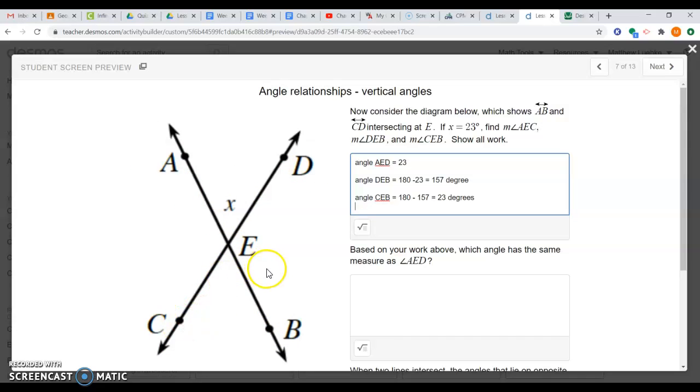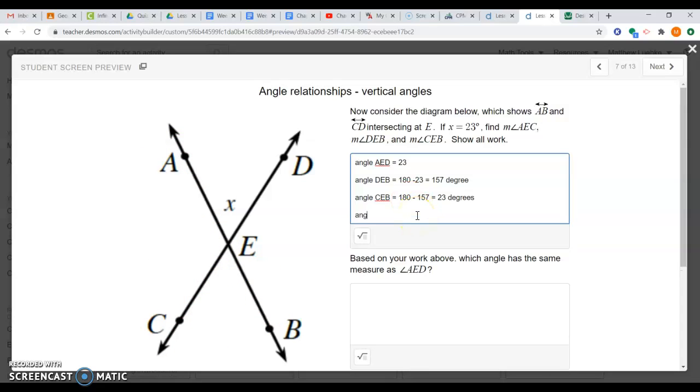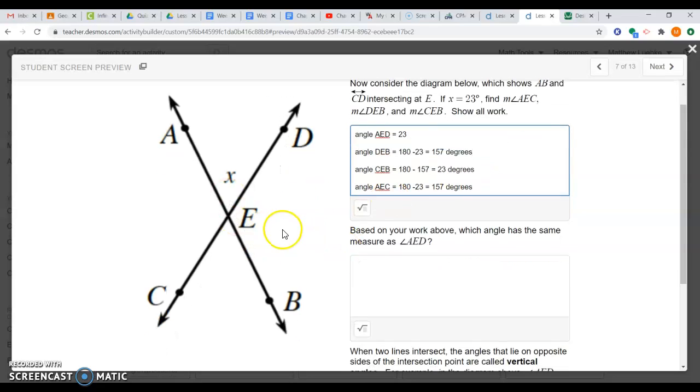For the last one, CEB and AEC, the one on the left and the bottom one, make a straight line again. So angle AEC makes a straight line, that's 180 degrees. We know the bottom angle is taking up 23 of it, so we subtract 23 and end up getting 157 degrees. Again, we're just using supplementary angles to find all of these 4 angles after they give us just one of them.